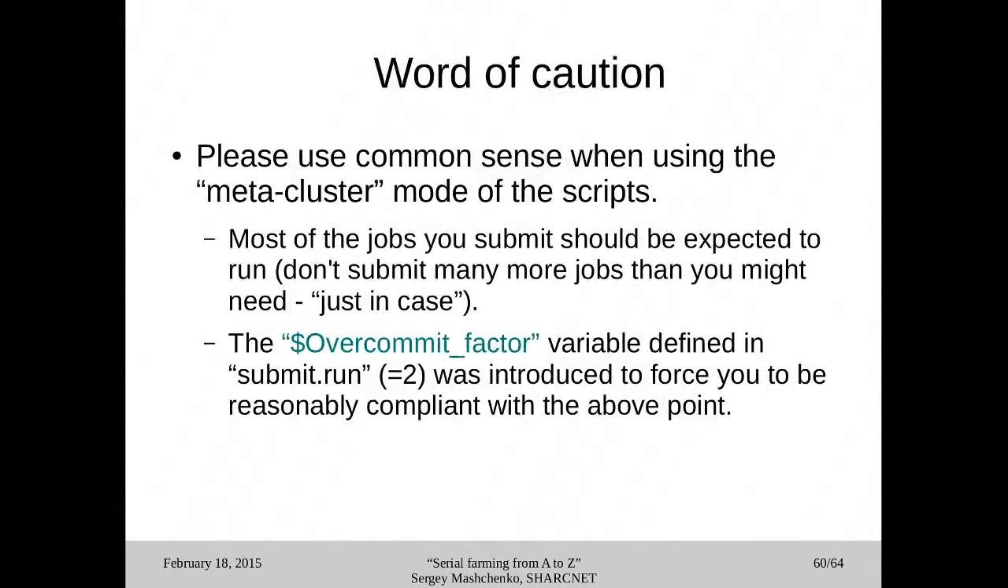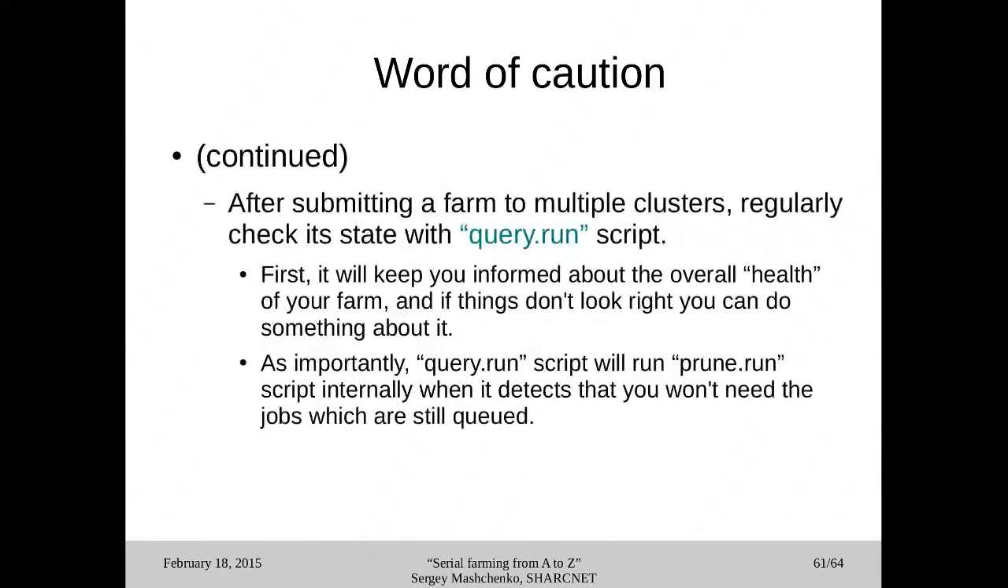And just words of caution, I have to mention that. Please use common sense when using meta cluster mode of the scripts. Remember, there is an overcommit factor, so you submit more jobs than you ever need for that particular farm. And the factor is 2, but still you have to use your common sense. You have to be careful. So there is an overcommit factor constant, which is defined to be 2. It pretty much forces you to behave reasonably with common sense. So you probably shouldn't think too much about it. We built all the safeguards in the scripts.